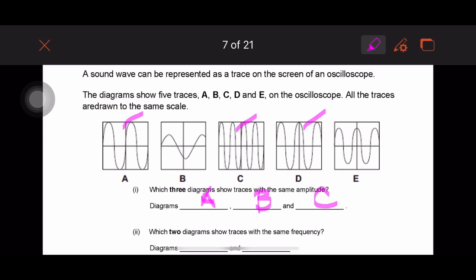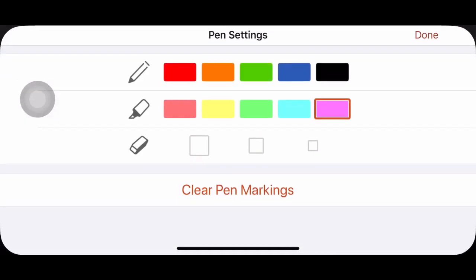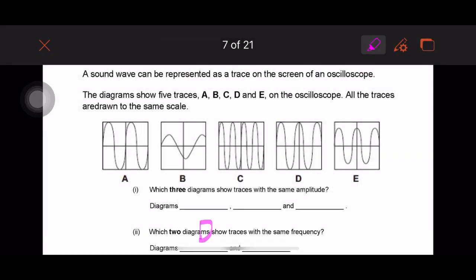And which 2 diagrams show traces with the same frequency? Where was it earlier? I forgot. 1, 2.5, 1, 2.5. It will be D and E. Yeah, D, not P. Okay, wait, sorry. D and E. Am I correct?